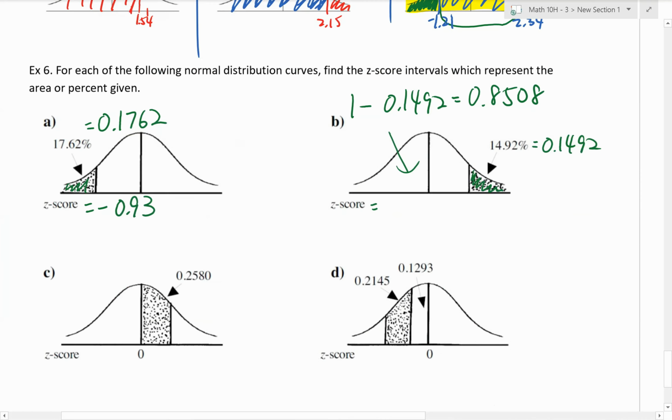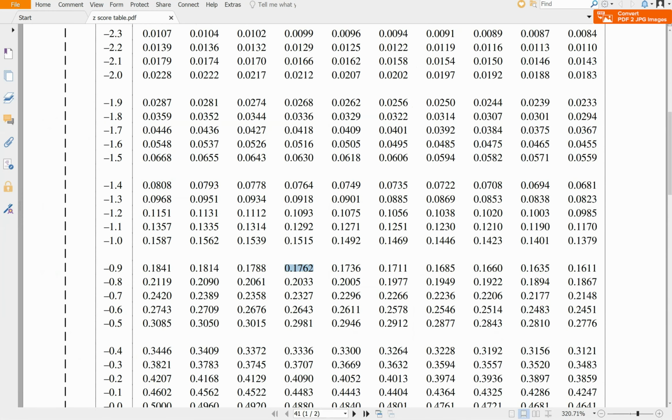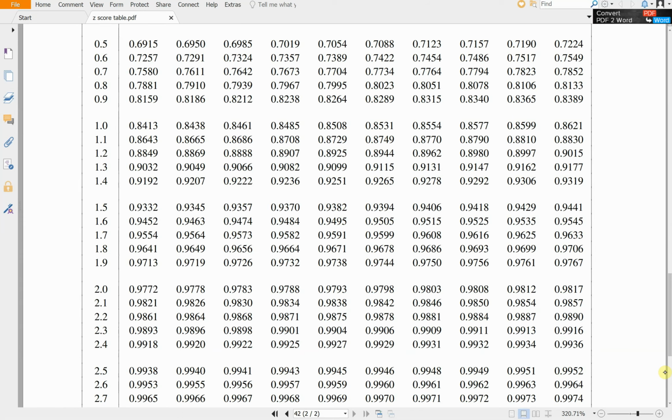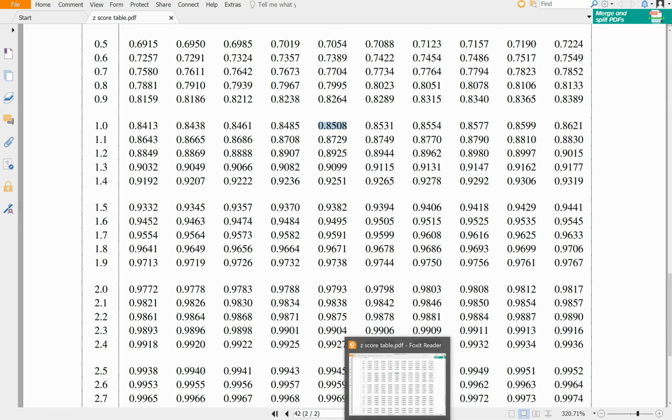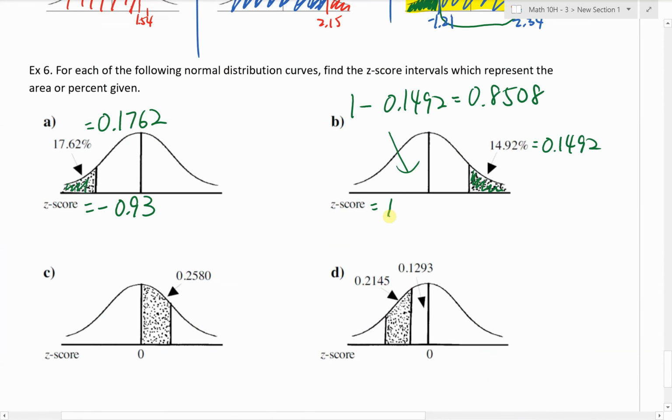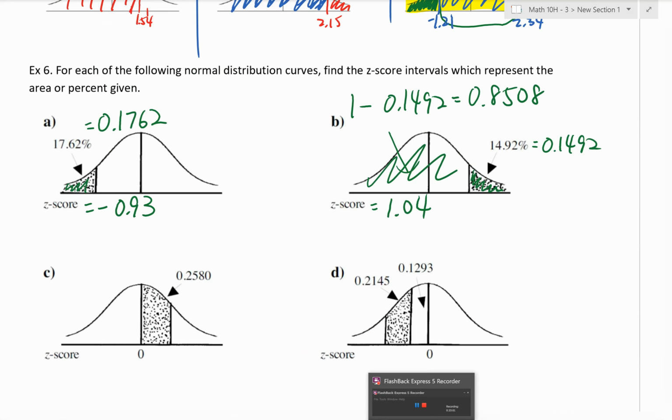Okay, so then we again go to the table and find where 0.8508 is. We know it's going to be more than 0, so we can move down. 0.8508, where are you? That's right here. So this is 1.0, 1, 2, 3, 4, 1.04. Okay, 1.04, because that's this portion. I will pause the video. You try part C and part D. Good luck.